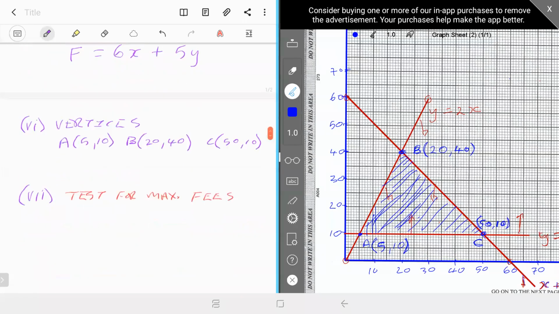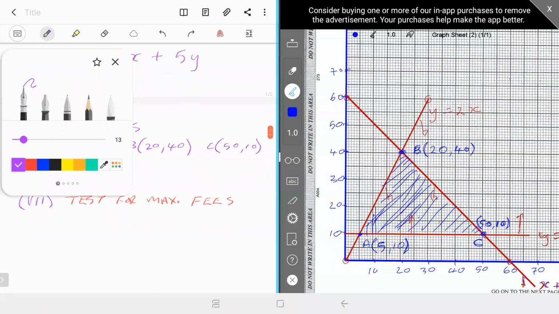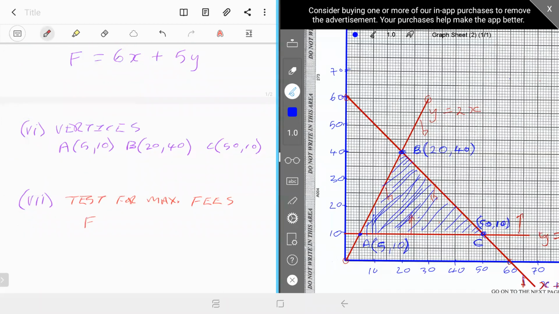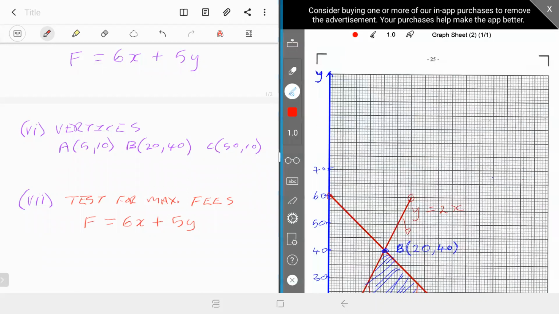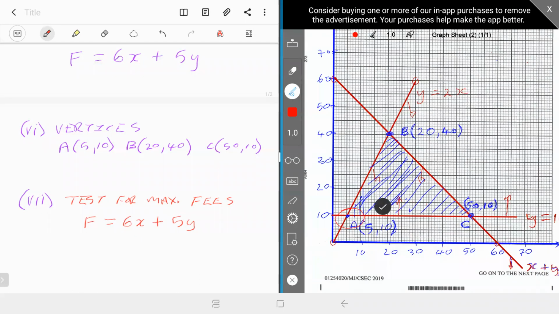And then now the last part says we have to calculate the maximum fees. Now remember, this is the formula for the fees. Let's write it back down here. So I want to test for the maximum fees. The fees formula is 6x plus 5y. 6x plus 5y is the formula for the fees. Now look at it now. Can this vertex down here give me the maximum fee?